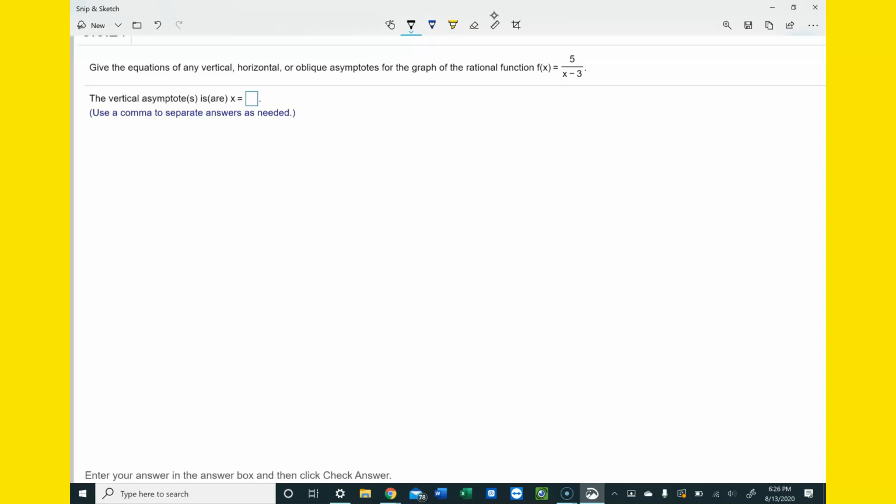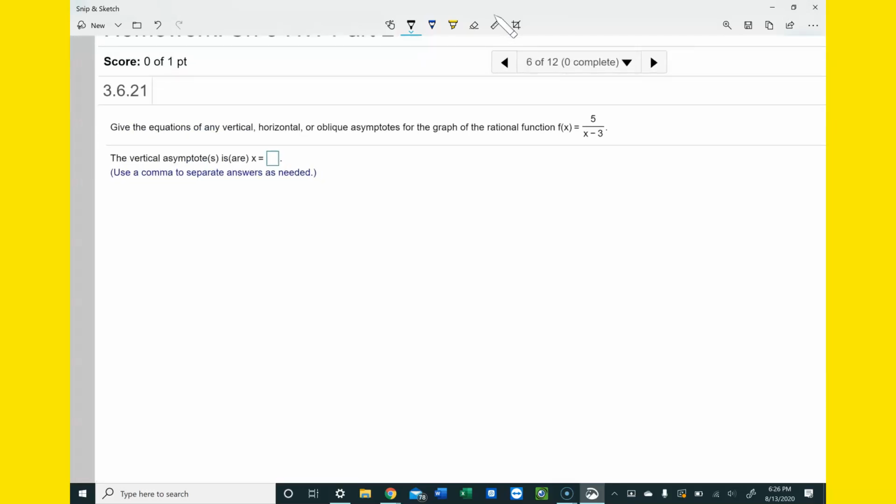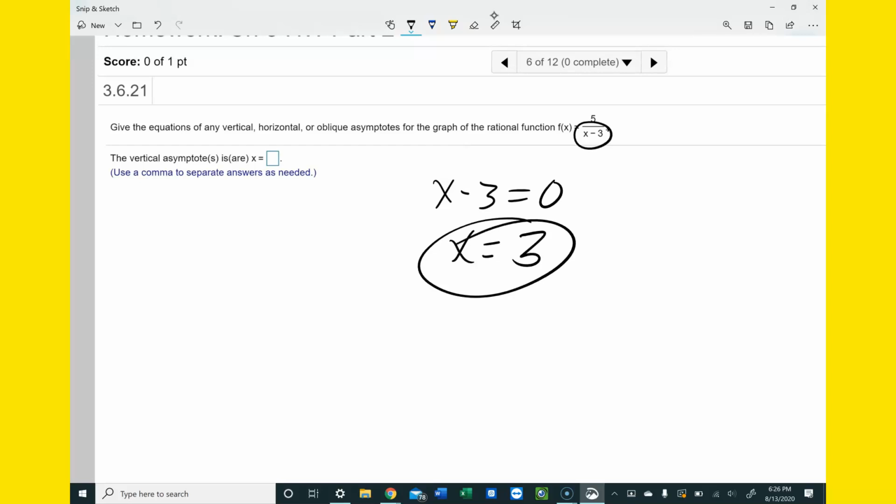All right, now let's go through the problems, and maybe things will become more clear as we go through these problems. So first of all, let's get the vertical asymptote. The vertical asymptote will be when we set x minus 3 equal to 0 and solve it, and we get x equals 3. That's the equation of the vertical asymptote.